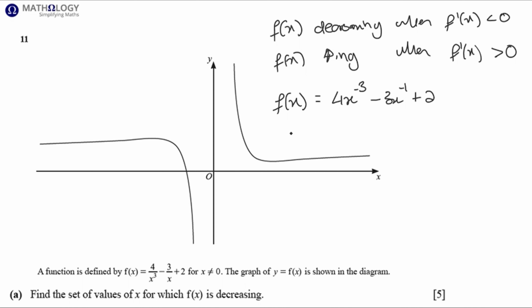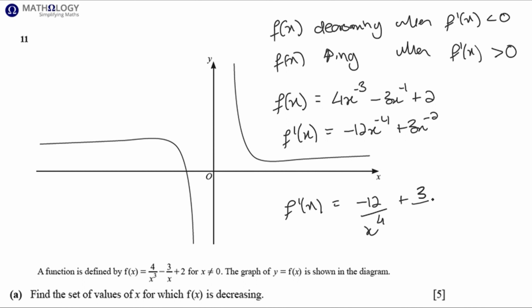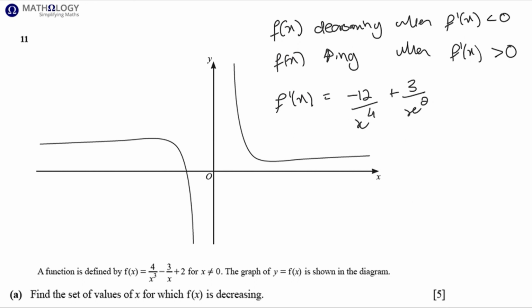We can now differentiate f of x. So f prime x will give us minus 12x to the minus 4 plus 3x to the minus 2. The derivative of a constant is 0. We're just going to write this in a neater form. F prime x equals minus 12 over x to the 4 plus 3 over x squared. To find the values for which the function f of x is decreasing, the first derivative must be negative, must be less than 0. So minus 12 over x to the 4 plus 3 over x squared must be less than 0.